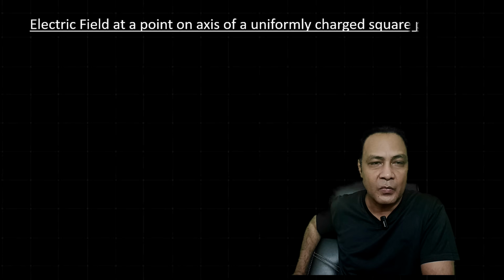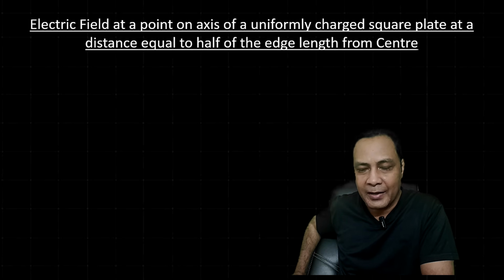Before we proceed to find the electric field near the center of the uniformly charged cube, we need to get an allied concept, and that result will be used to get the electric field near the center of the charged cube. So what is that alternative problem? What I want to find first is the electric field at a point on the axis of a uniformly charged square plate, at a distance equal to half of the edge length from the center, and this result will be used to get the electric field near the center of the cube.